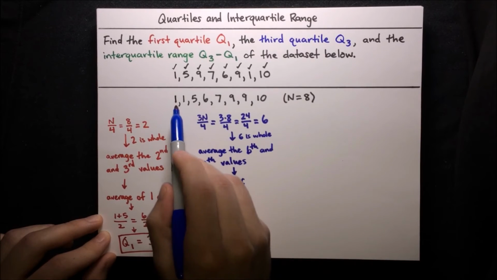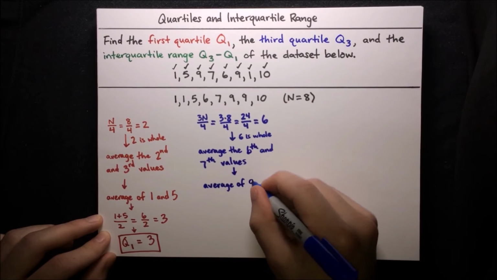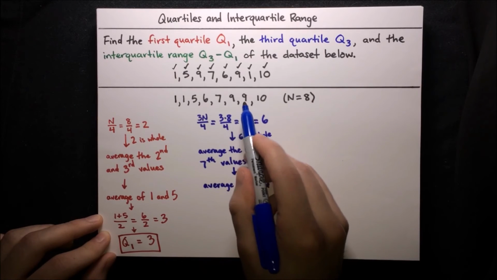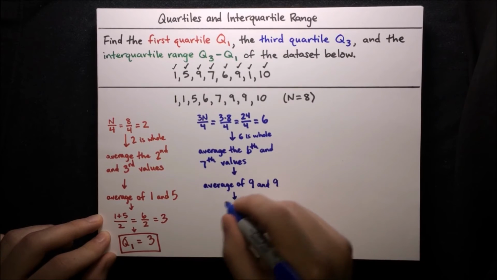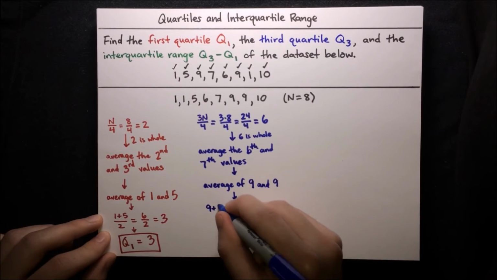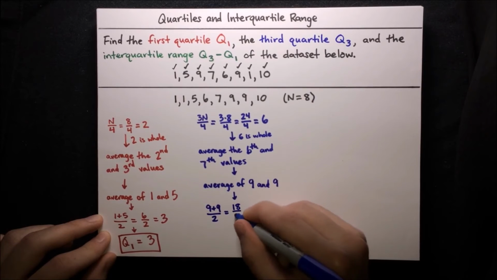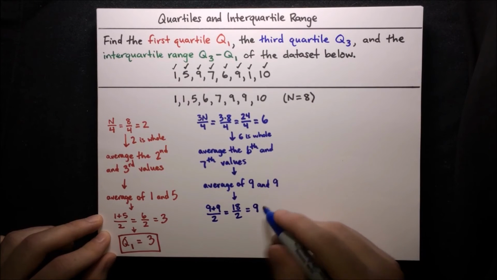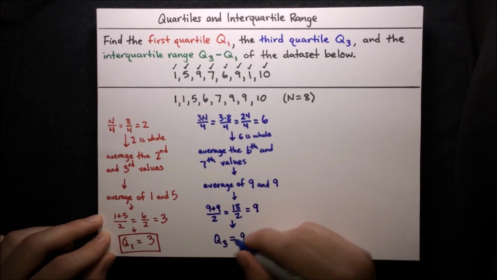So we want to compute the average of, what is the 6th value? Let's check. 1, 2, 3, 4, 5, 6. Average of 9. And what is the value after that, the 7th value? Also 9. Average of 9 and 9, so let's compute that. You just add them, 9 plus 9, and divide by 2. It's equal to 18 over 2, which is equal to 9. That's no surprise. Average of 9 and 9 is 9, of course. And then Q3, the third quartile, has to be 9.